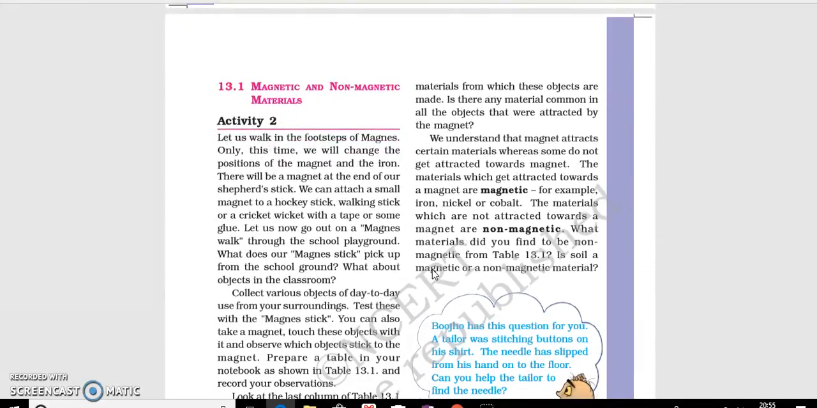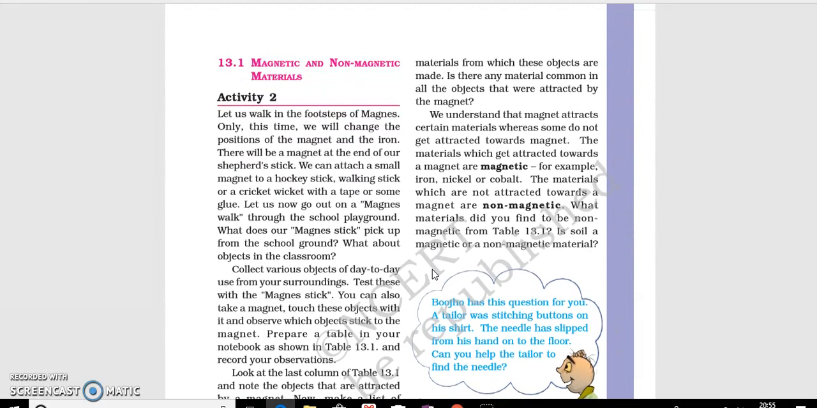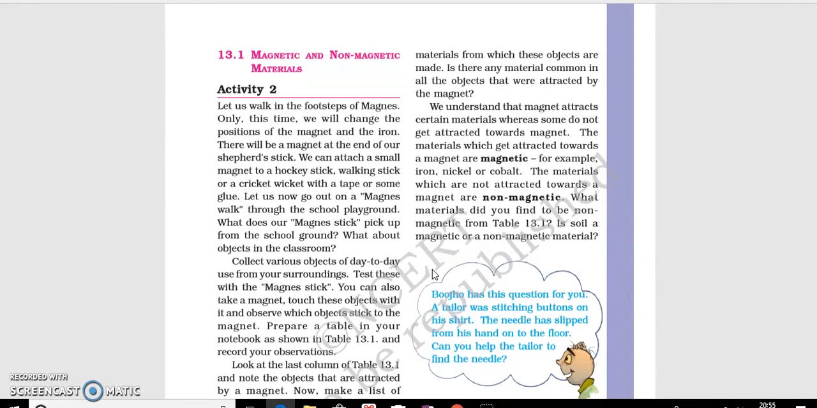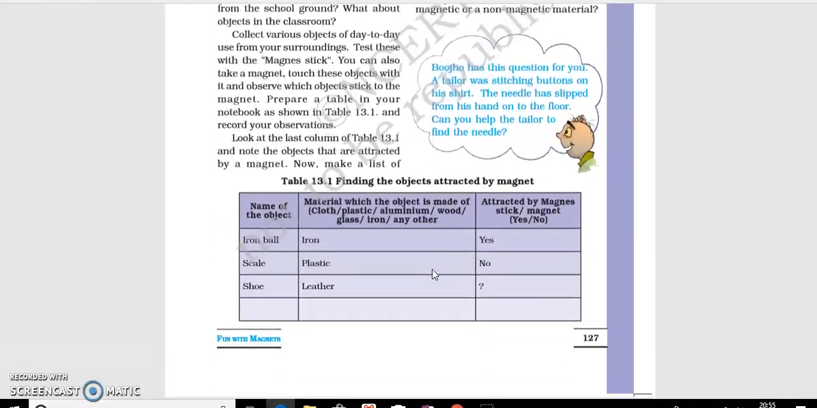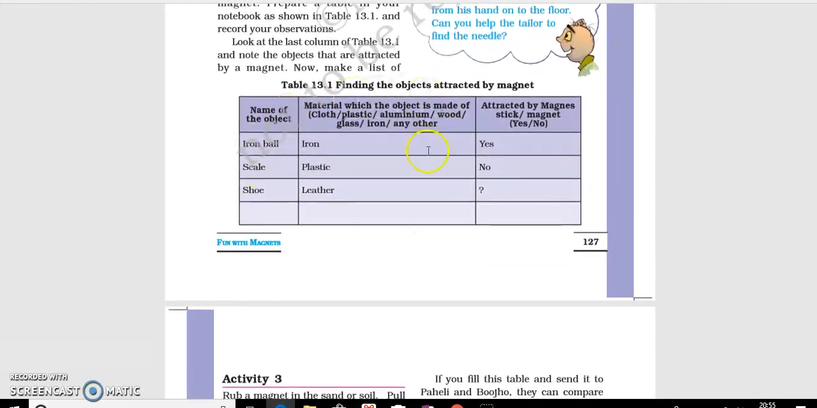Magnetic and non-magnetic materials. There are some materials which get attracted towards a magnet, whereas there are some materials which are not attracted towards a magnet. The ones which get attracted are called magnetic materials. The ones which are not attracted towards a magnet are called non-magnetic materials. So here we have a table. Iron, is it a magnetic material? Yes. Plastic? No. Leather? No.